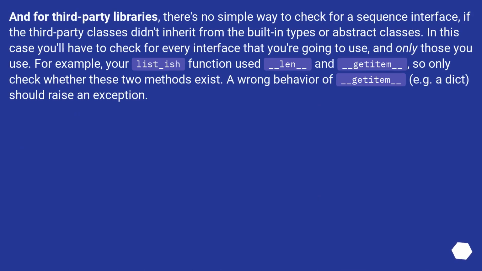And for third-party libraries, there's no simple way to check for a sequence interface if the third-party classes didn't inherit from the built-in types or abstract classes. In this case, you'll have to check for every interface that you're going to use, and only those you use. For example, your list_ish function used __len__ and __getitem__, so only check whether these two methods exist. A wrong behavior of __getitem__, for example on a dict, should raise an exception.